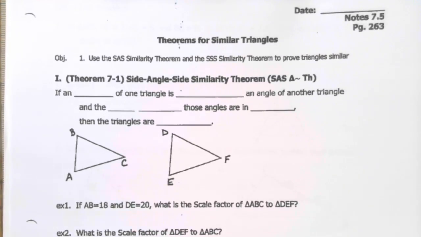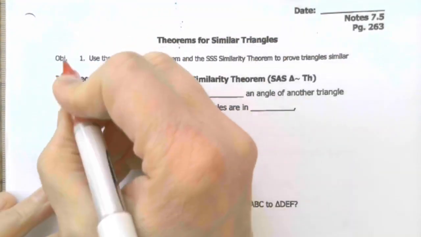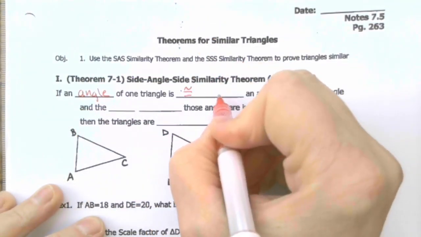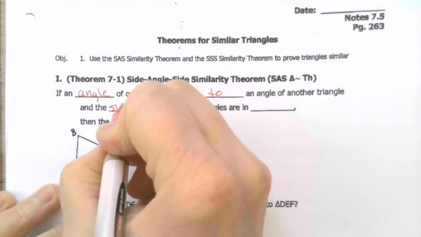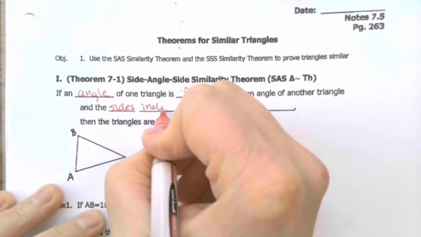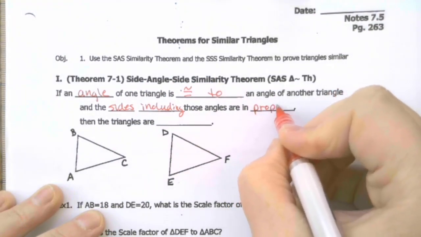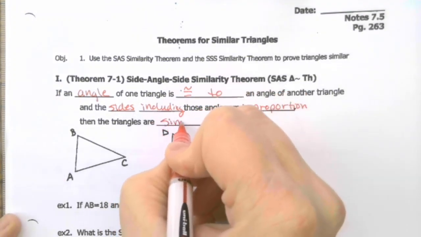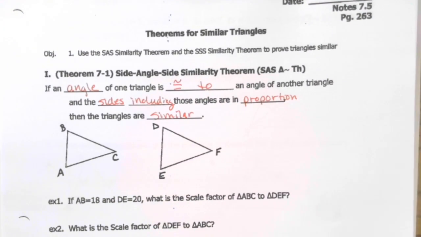All right, Theorem 7.1, the side angle side similarity theorem. Here's an abbreviation for it. It says if an angle of one triangle is congruent to an angle of another triangle, and the sides including those angles are in proportion, then the triangles are similar. Okay, so looking at these two triangles, we need one angle that is congruent.